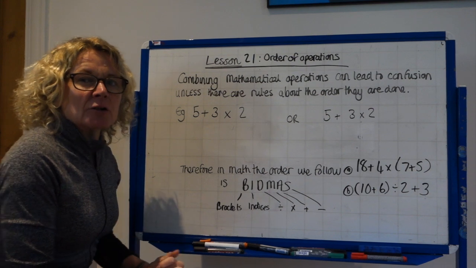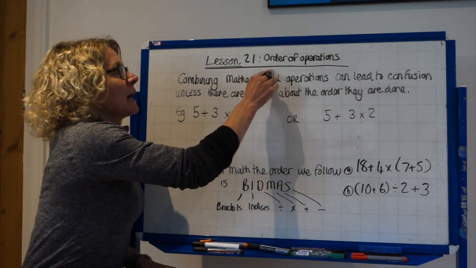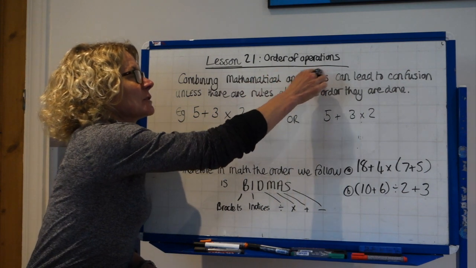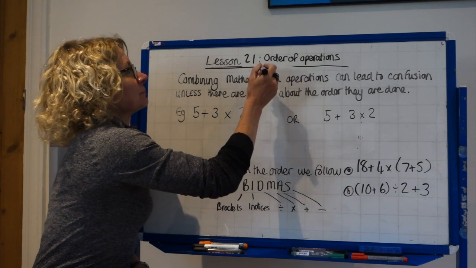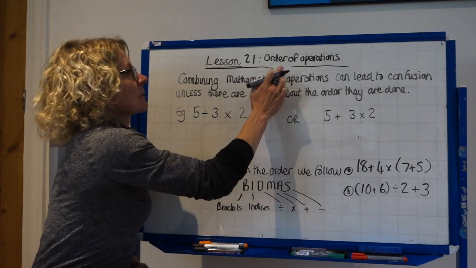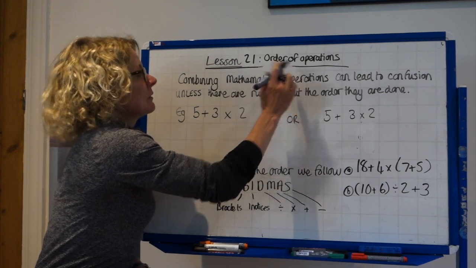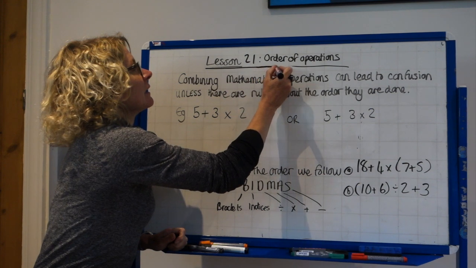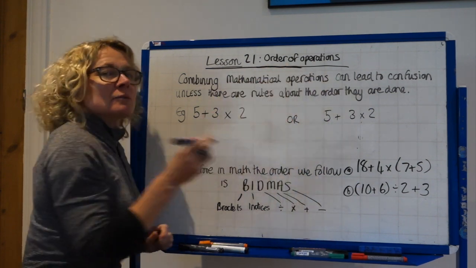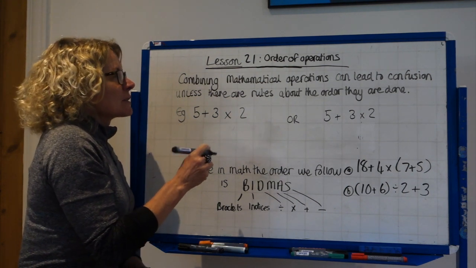Right, we are going on to order of operations today. It is lesson 21 and the title is Order of Operations in your maths book, or on your piece of paper. Let's get that line straight. It's so difficult when you have no ruler. Make sure you use a ruler. Right, so order of operations.